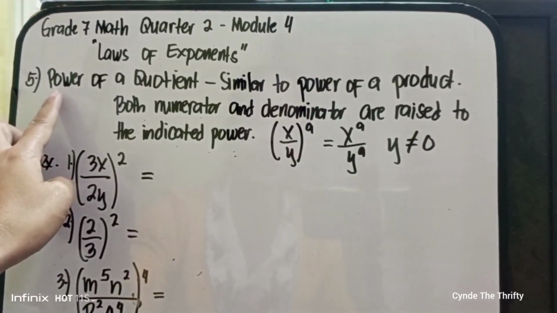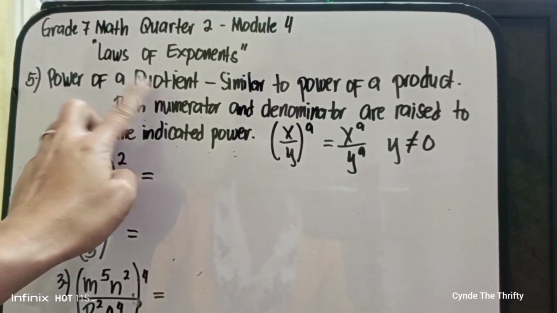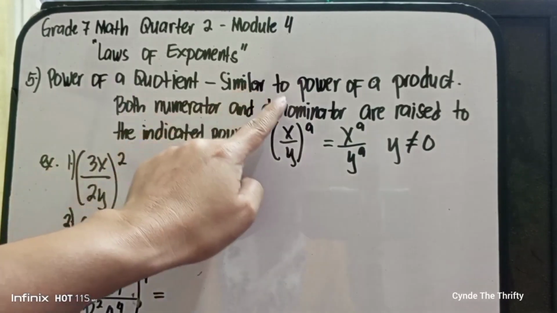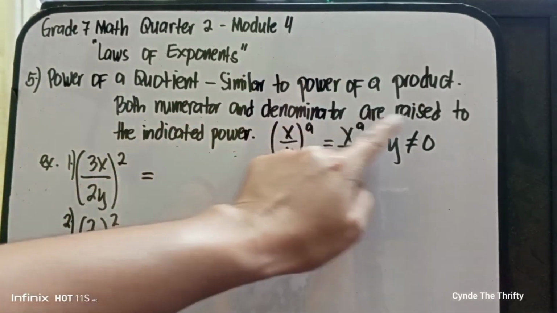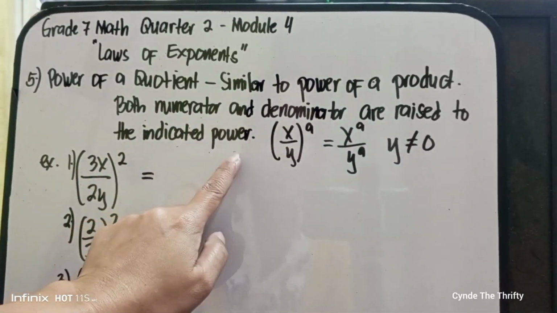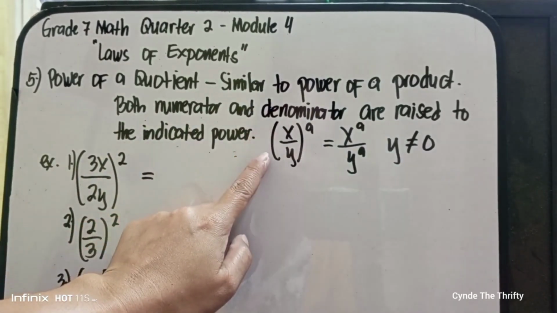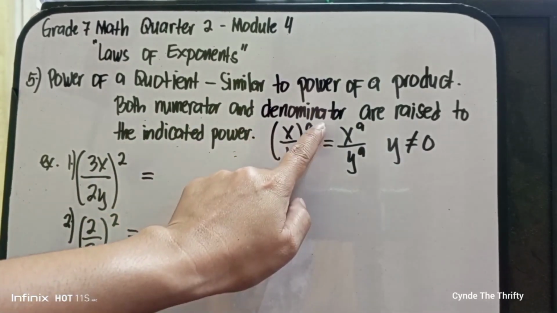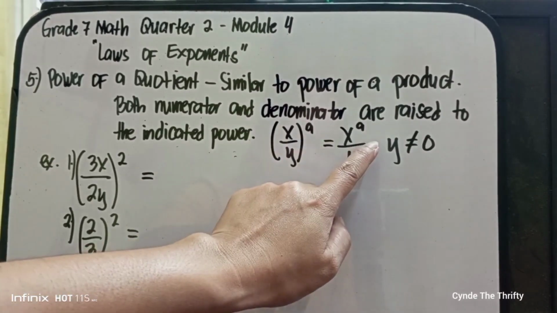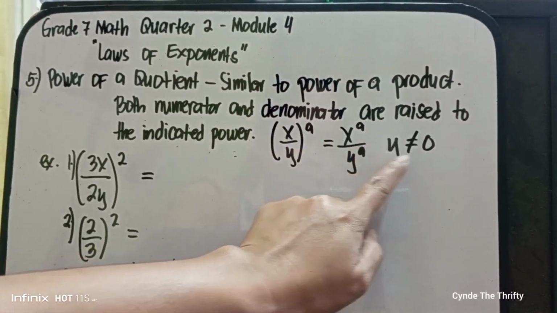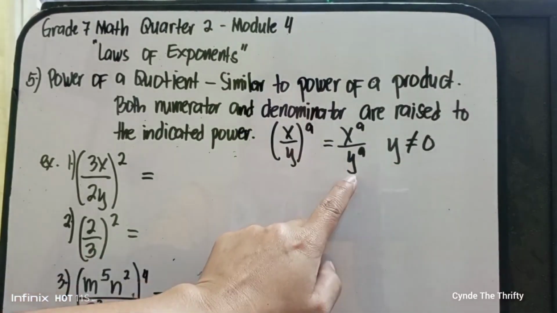Last law is power of a quotient. So, power of a quotient is similar to power of a product. Both numerator and denominator are raised to the indicated power. So, for example, x divided by y raised to the power of a. So, x raised to the power of a and y raised to the power of a, whereas y is not equal to 0. So, si y hindi siya equal to 0.